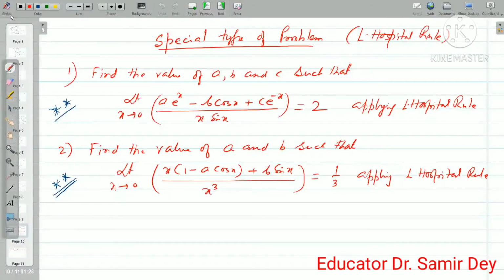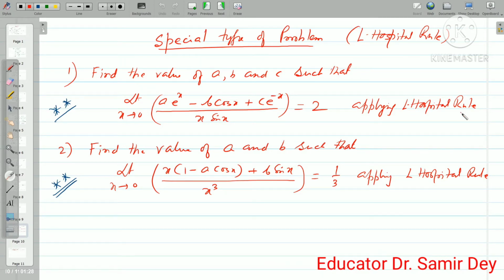Now I'm going to discuss a special type of problem from L'Hospital's rule, where you have to find some unknown values a, b, c. For example, I have considered two questions. Find the value of a, b, and c such that limit x tends to 0, a e to the power x minus b cos x plus c e to the power minus x by x sin x is equal to 2, applying L'Hospital's rule.